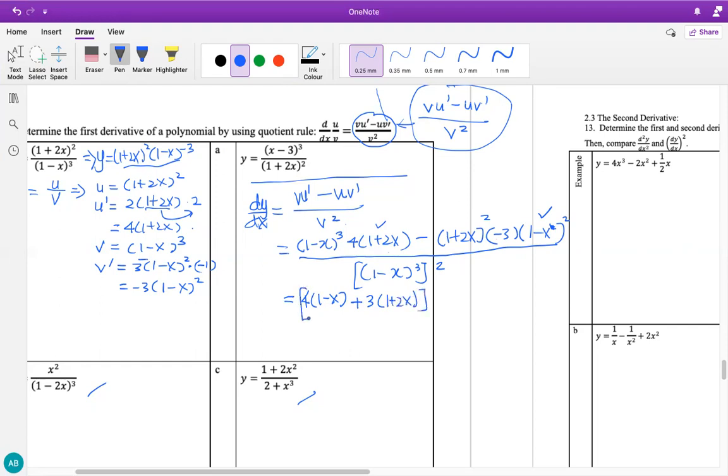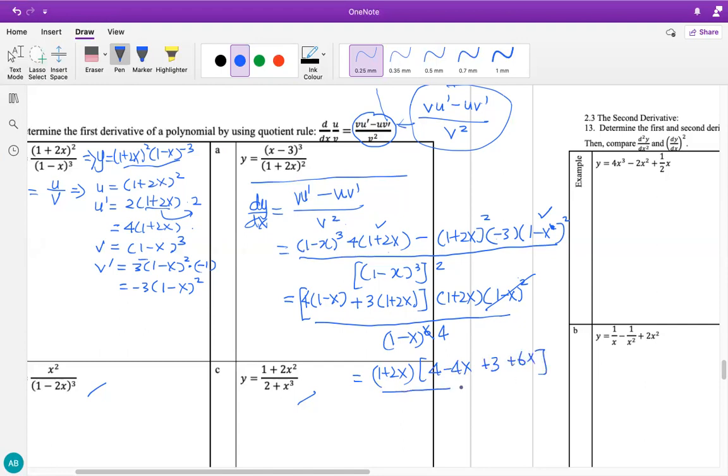And then you get 1 plus 2x times 1 minus x squared over 1 minus x to the power 6. So you can differentiate, you can simplify here. You get 4. And then this one inside, you can multiply. So you get 1 plus 2x, and then 4 minus 4x, and then plus 3 plus 6x.